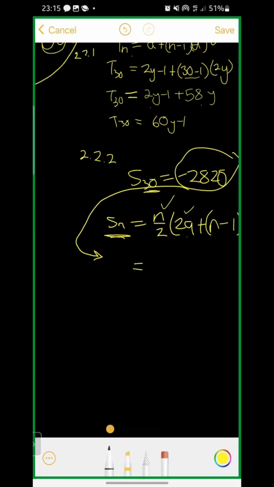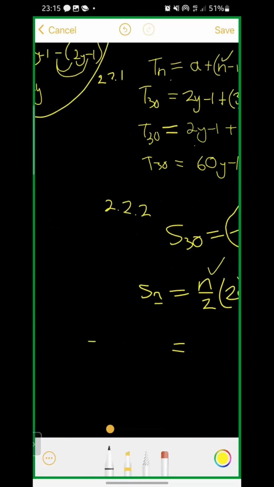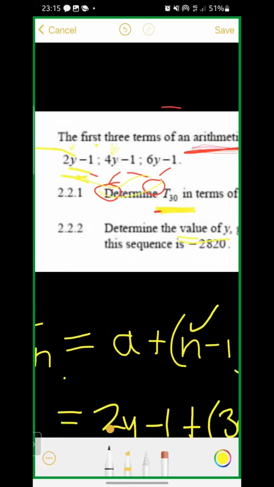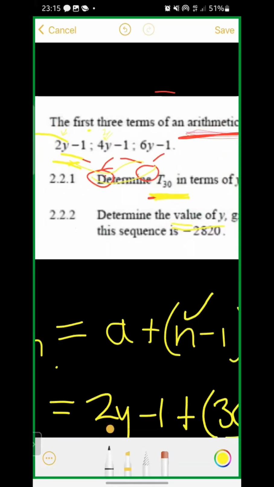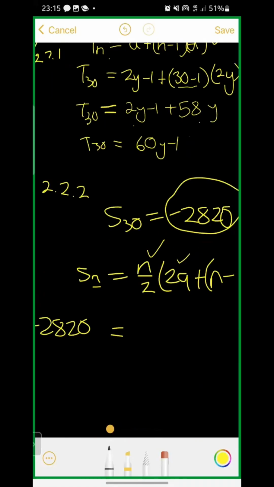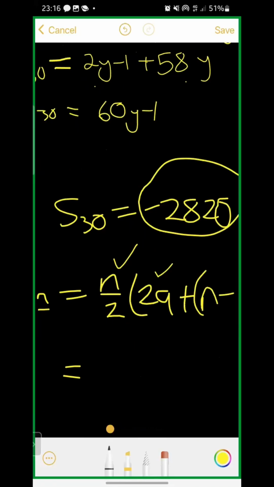So if we replace everything, our Sn is negative 2,820. I think we can also use our normal way, in which we would have found it naturally, to see if the answers match. But it's fine, let's continue. This negative 2,820 represents the sum of the first 30 terms, so our n is indeed 30 over 2.